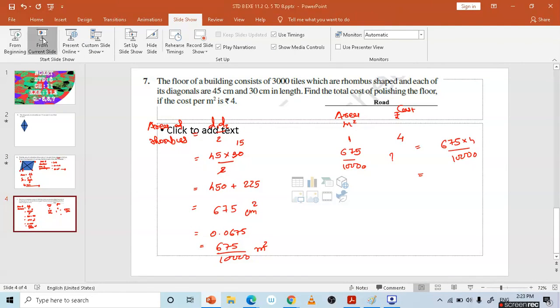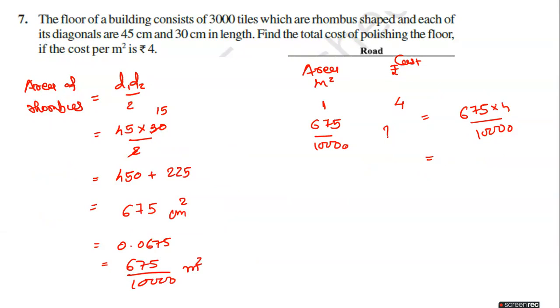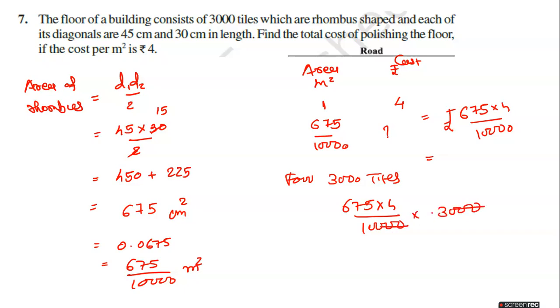So this much rupees you have to pay. But still we will not cut, because 3,000 tiles are there in total. So for 3,000 tiles, again we have to multiply this number: 675 into 4 upon 10,000 into 3,000. So 30 and 30 will cut. Then now 3 remains, so if you multiply all the numbers, 675 into 4 into 3, and divide by 10, 810 rupees will come. You have to pay 810 rupees for polishing the floor.